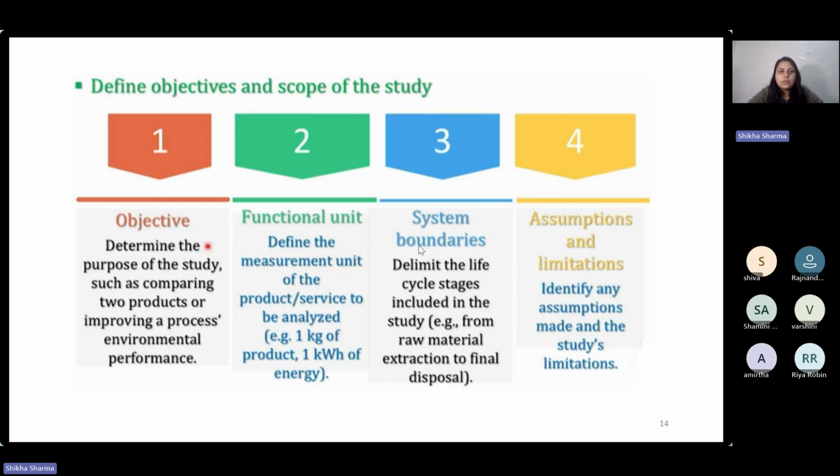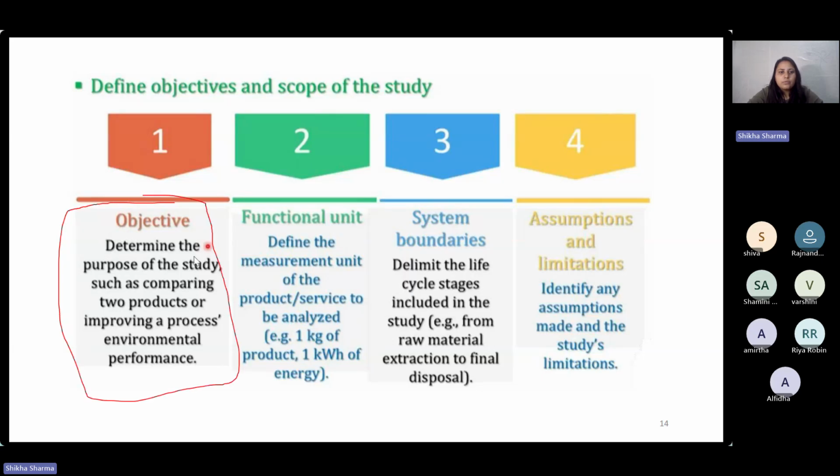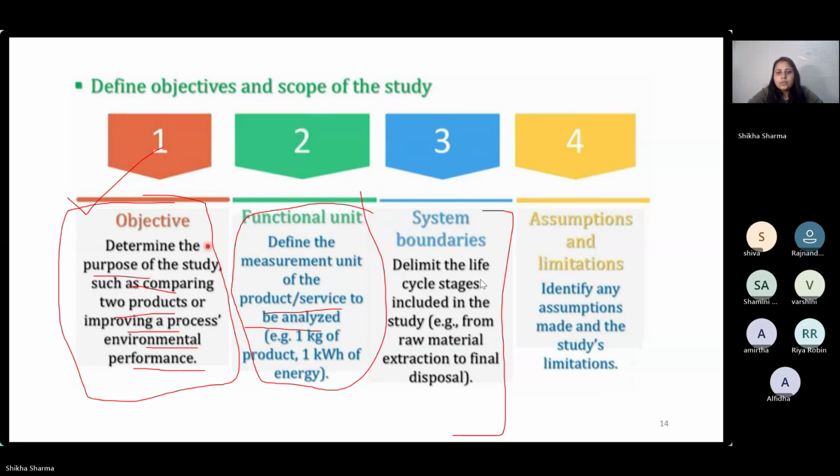First, we need to define the objectives and scope of the study. The objective is formulated by determining the purpose of the study, such as comparing two products or improving a process's environmental performance. So first the goal will be decided, what we need to achieve, and then the functional unit: we define the measurement unit of the product or service to be analyzed. Then system boundaries will be set, delimiting the life cycle stages included in the study, like from raw material extraction to final disposal. Fourth, assumptions and limitations need to be identified and seen here.